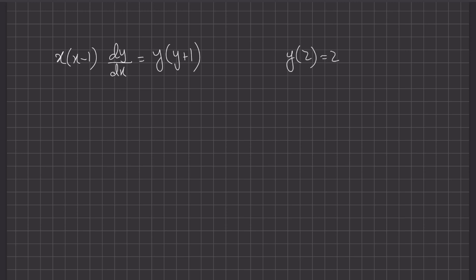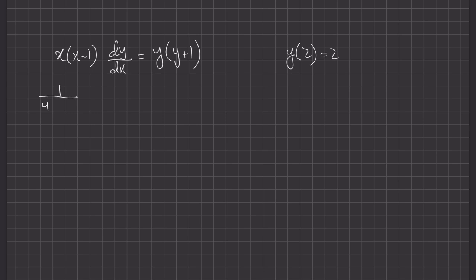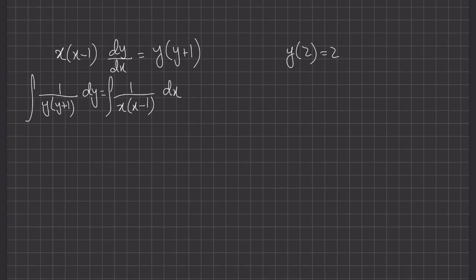The next question is a separable equation. x times x minus 1 times dy over dx equals y times y plus 1, with the boundary condition y of 2 equals 2. We can begin by cross-multiplying. Let's keep the y terms on the left side and the x terms on the right. Then we can integrate this.